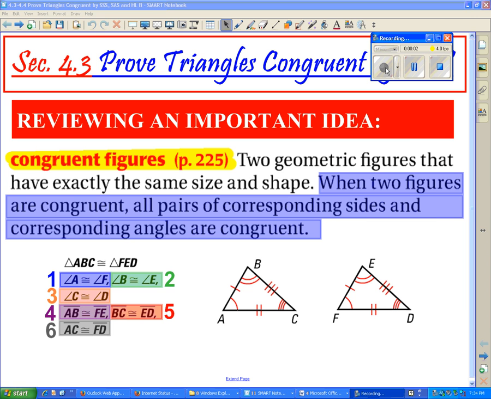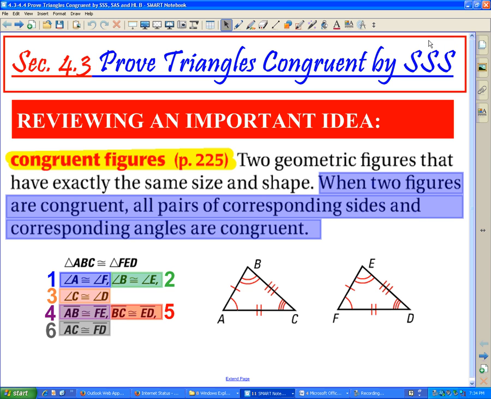All right, y'all. We have now figured out the definition of congruent figures, which is two geometric figures that have exactly the same shape and size, but probably more technically, what we want to know is that if two figures are congruent, all of their corresponding sides are congruent, all of their corresponding angles are congruent, all of their corresponding parts.